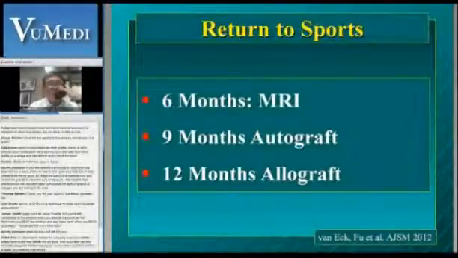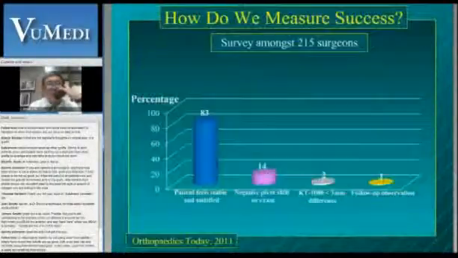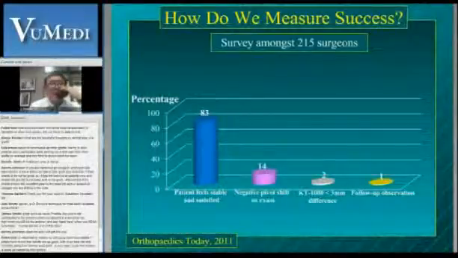Now, how do you look at success? Looking at the revision rate is not the way to do it, because if you look at how people play, many people can play without an ACL.